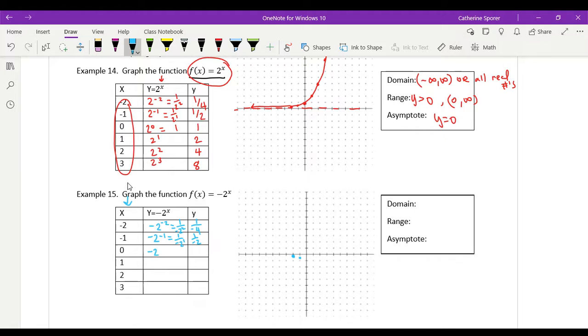Plugging in 0, that's -2 to the 0 power, which is 1. So 2 to the 0 is 1, but then we have a negative out front, so -1. And then -2 to the 1 power would be -2. So 1, -2. And then -2 to the 2 power would be -2 squared, so -4. So 2, -4. And then -2 to the 3 power would be 2 to the 3, which is 8, and then make it negative, so -8.